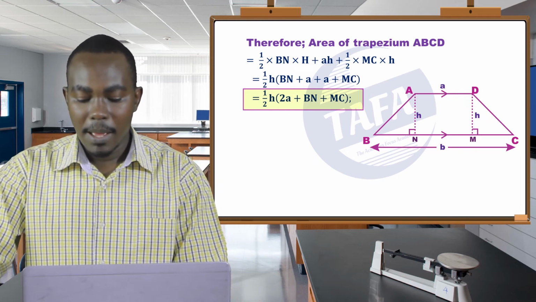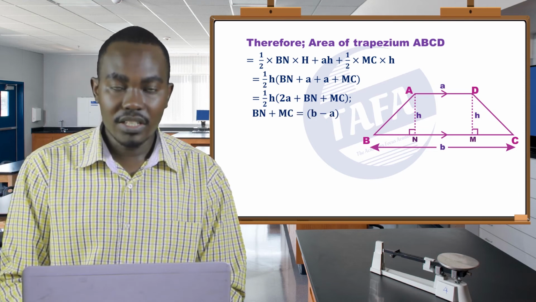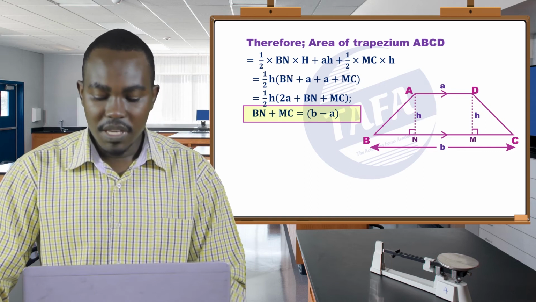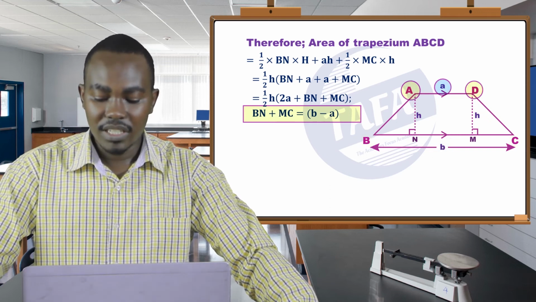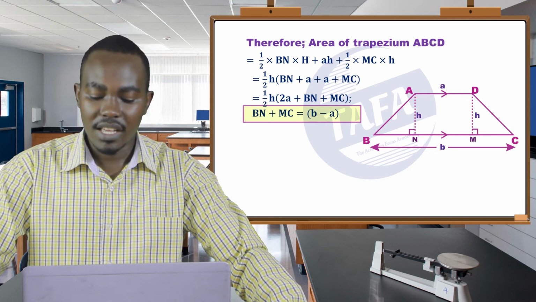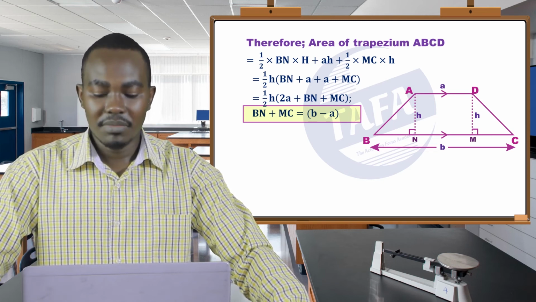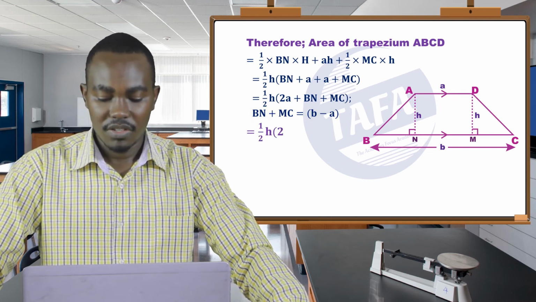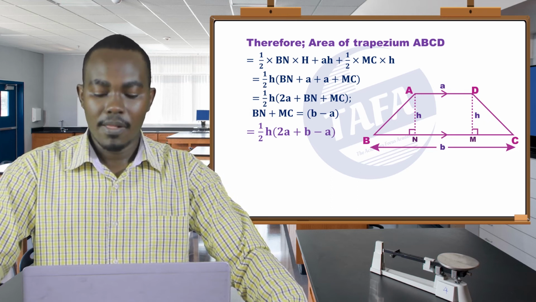But BN plus MC is equal to the distance from B to C, which is B, minus AD, which is A. So BN plus MC is equal to B minus A. Now substituting BN plus MC with B minus A, we have a half H into brackets 2A plus B minus A.